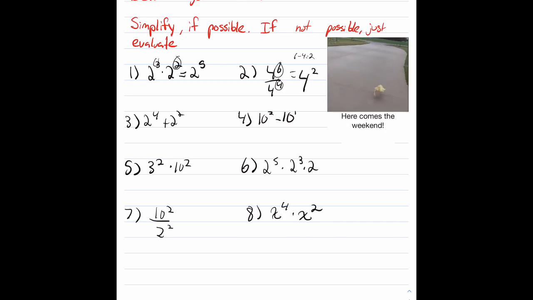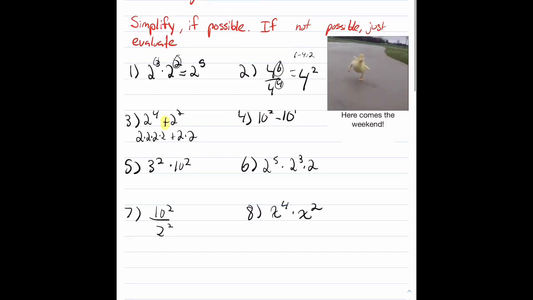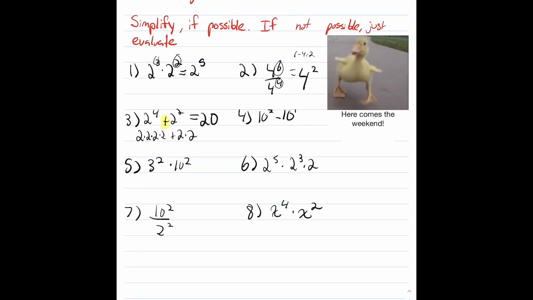These right here, 2 to the 4th plus 2 squared, we can't use the product rule or the quotient rule because we're adding. So this is going to be 2 times 2 times 2 times 2 plus 2 times 2. You should ultimately end up getting 20 there.